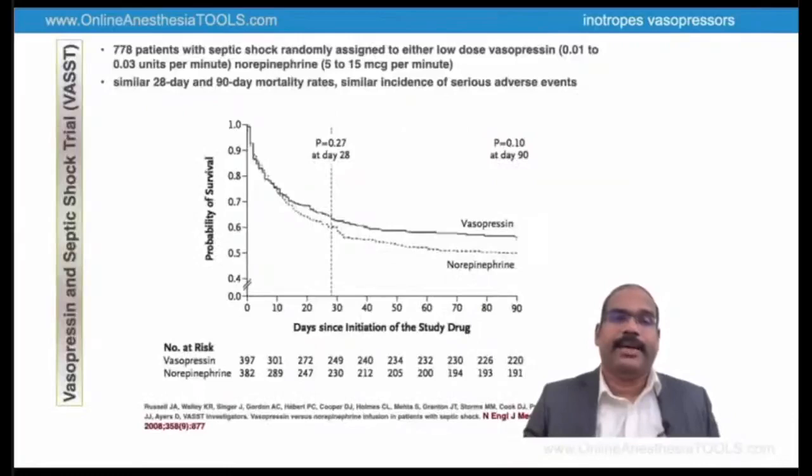Going to the evidence, the VASST trial, the Vasopressin and Septic Shock Trial, showed a marked improvement in survival with the vasopressin group, but it's not significant. As you can see, the p-value is not less than 0.05.